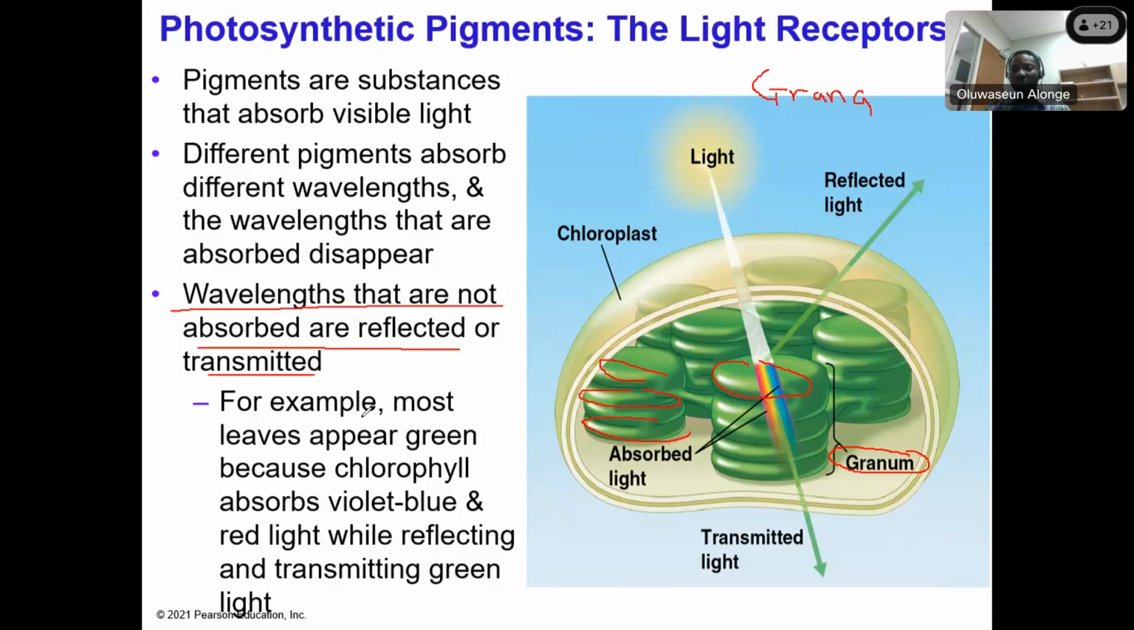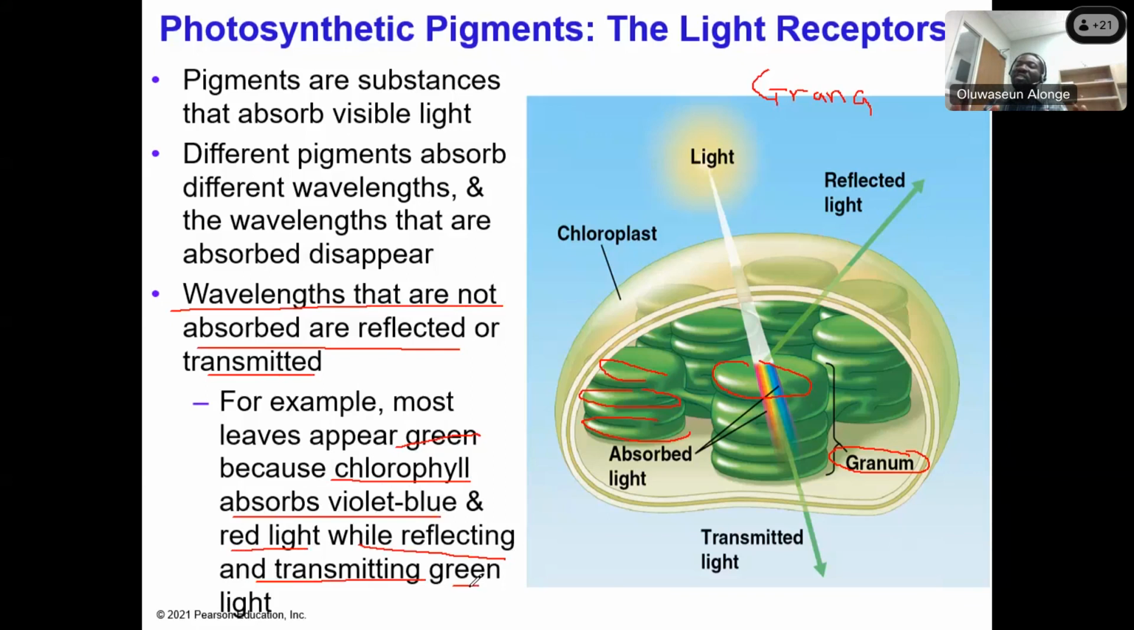For example, most leaves appear green simply because chlorophyll absorbs violet to blue and red light while reflecting and transmitting green. So the reason that plants are green is because the color that is not absorbed in plants is green. Every other color is absorbed, but green is not absorbed.